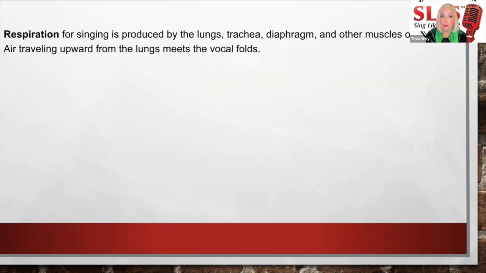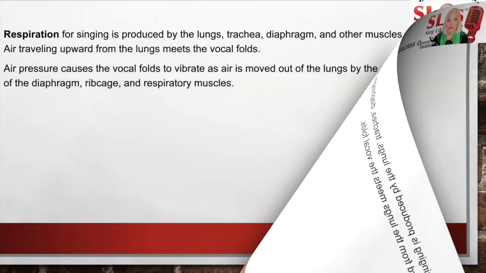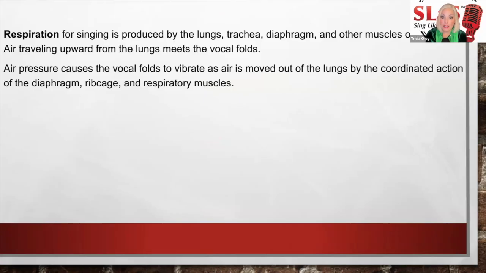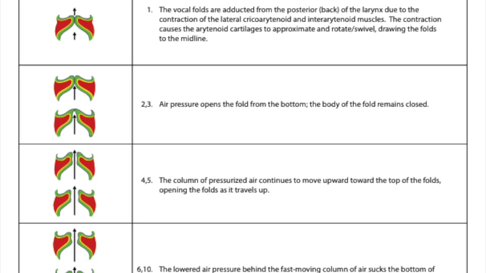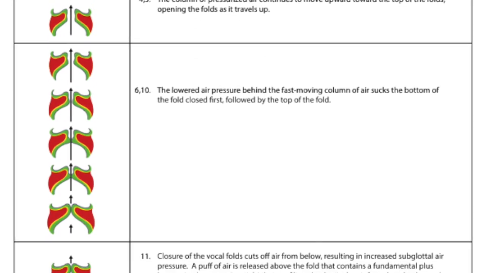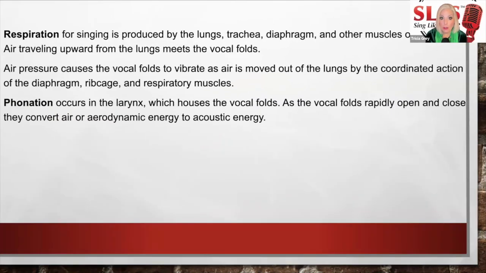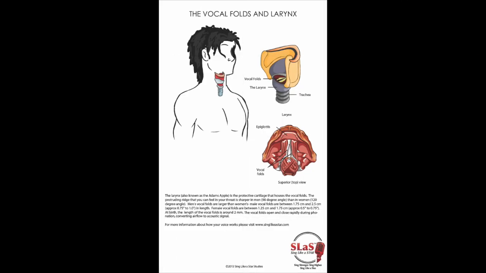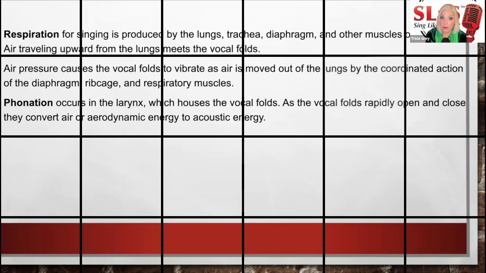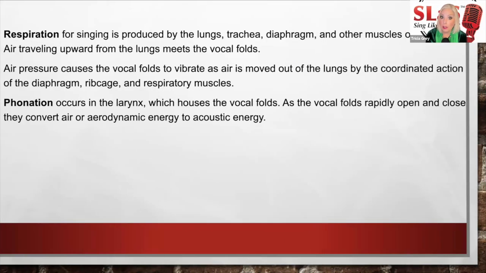Respiration for singing is produced by the lungs, trachea, diaphragm, and other muscles of respiration. Air traveling upward from the lungs meets the vocal folds. Air pressure causes the vocal folds to vibrate as air is moved out of the lungs by the coordinated action of the diaphragm, rib cage, and respiratory muscles. Phonation occurs in the larynx, which houses the vocal folds. As the vocal folds rapidly open and close, they convert air, or aerodynamic energy, to acoustic energy.